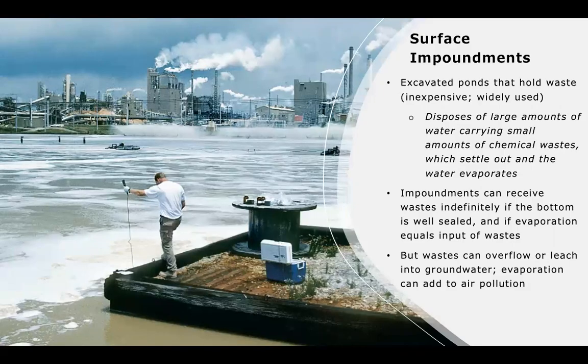So just looking at an example of one of those strategies for managing hazardous waste, surface impoundments. So these are excavated ponds that hold the waste. They're inexpensive and they're also the most widely used form of managing hazardous wastes. Essentially, this is a way of disposing of a large amount of water that carries a relatively small amount of chemical waste. Those wastes tend to settle out, the water evaporates, which further concentrates the chemicals.